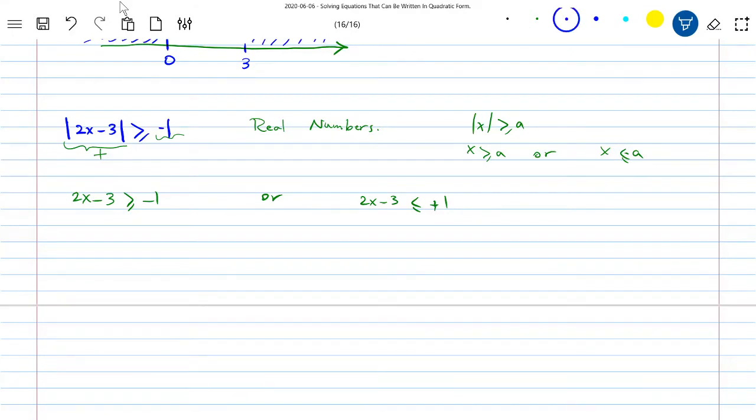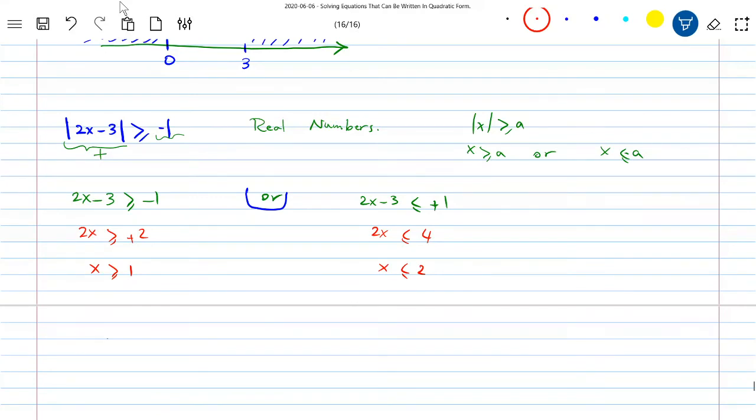So at the end, what do I want? I want the union of your solutions. Okay, so solve each one. You use a different color. 2x minus 3 greater than or equal to negative 1. This would be 2x greater than or equal to positive 2, so x greater than or equal to 1. On the other side, you will get 2x less than or equal to 4, so x less than or equal to 2.